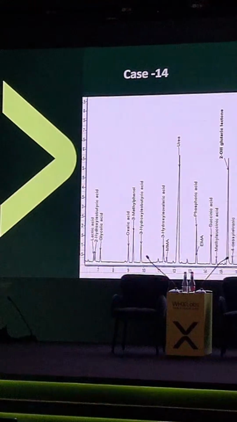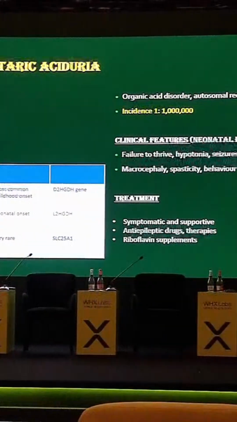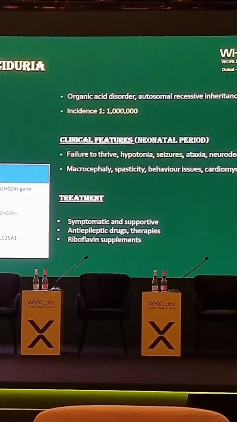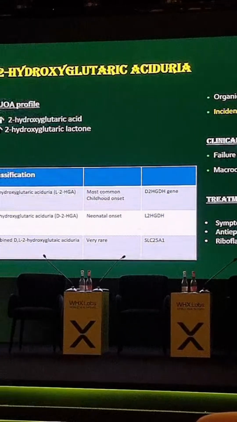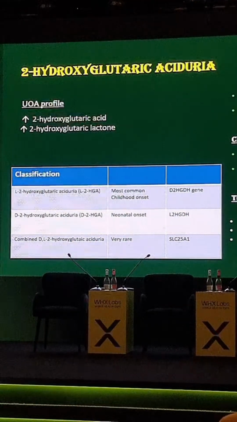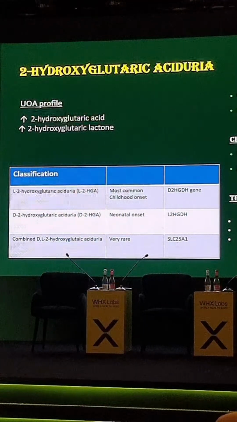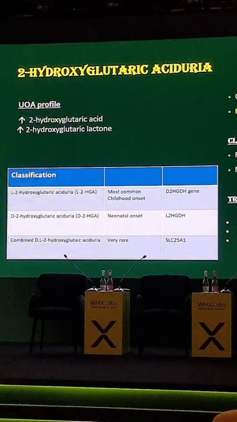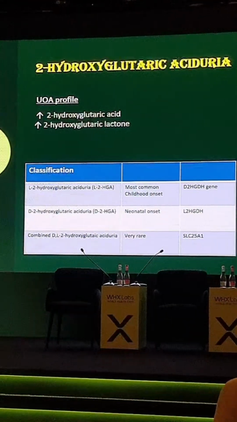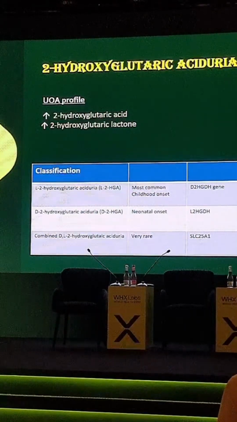Coming to case number 14, here you can see marked elevation of 2-hydroxyglutaric acid and moderate elevation of 2-hydroxyglutaric lactone. So this is a case of 2-hydroxyglutaric aciduria. There are 3 types of 2-hydroxyglutaric aciduria. The most common type is L-2-hydroxyglutaric aciduria. It's an organic acid disorder with an incidence of 1 in a million, so very rare.